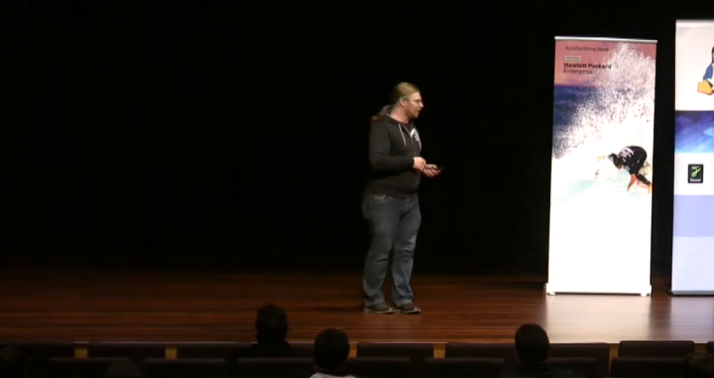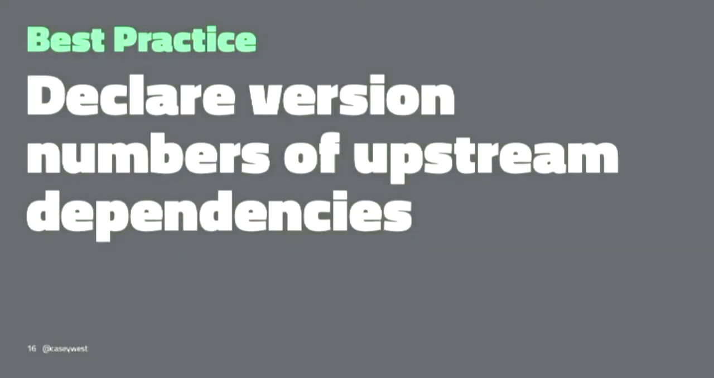It's also bad whenever you do a Docker pull with the tag latest. Do not do that. You need to know the version number of the things you're running. It's critically important. Declaring version numbers of upstream dependencies is a best practice. So that's that corollary there.